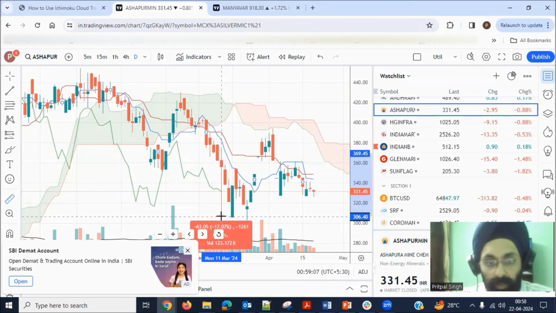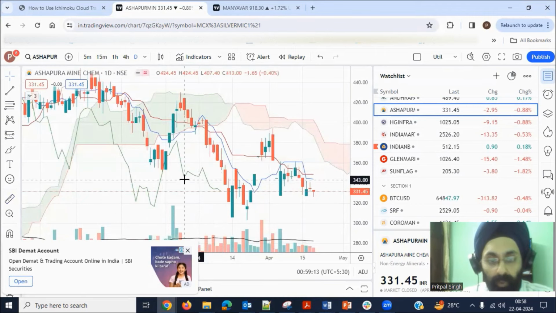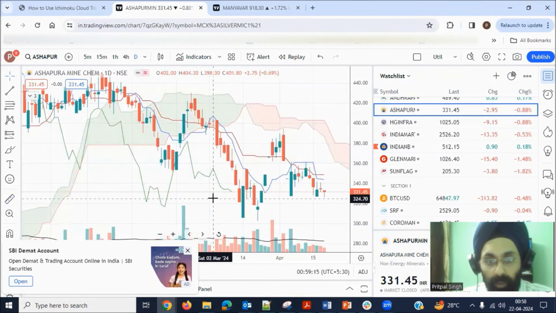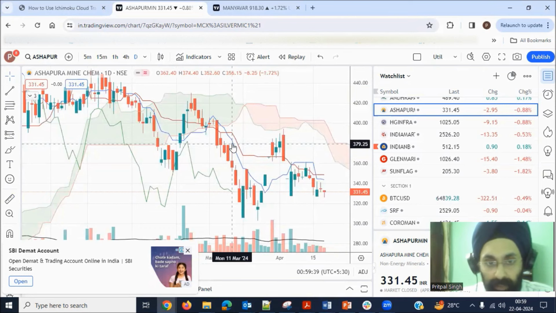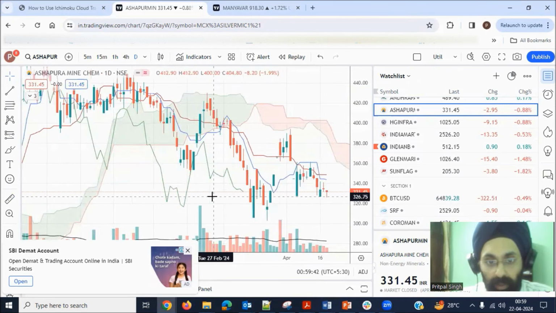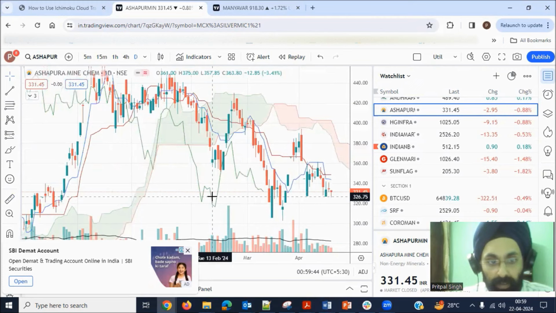These are the kind of strong signals which these crossover strategies of Ichimoku are likely to give. So again, like I said, the steeper the crossover, the stronger the signal. In this case also, the crossover is sharp, with candles going at a very strong downward slope. So the signal is stronger, and it is likely to hit the targets in a faster way.